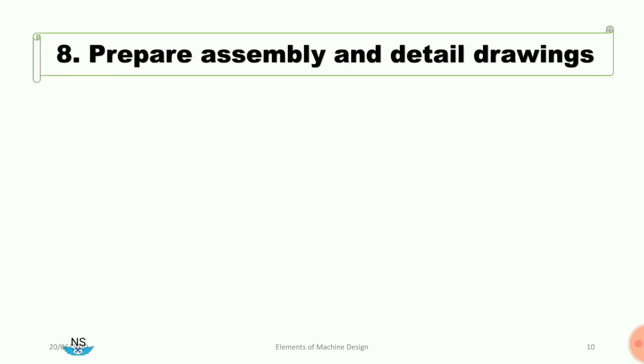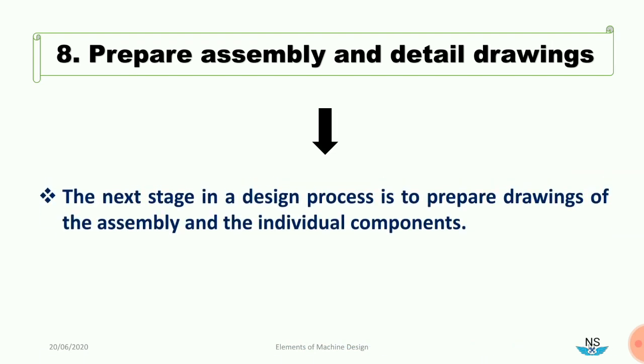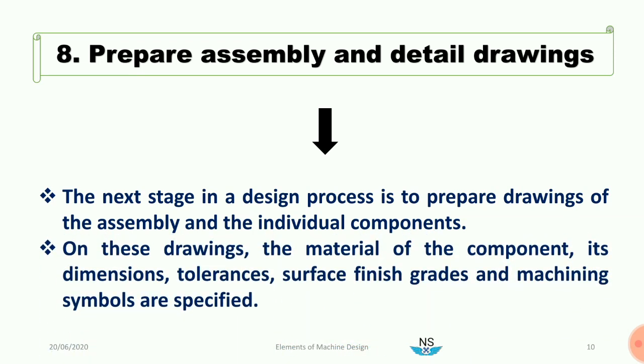The next step is to prepare assembly and detailed drawings. The next stage in the design process is to prepare drawings of the assembly and the individual components. On these drawings, the material of the component, its dimensions, tolerances, surface finish grades, and machining symbols are specified.